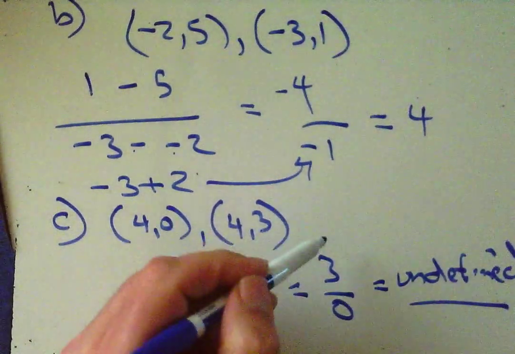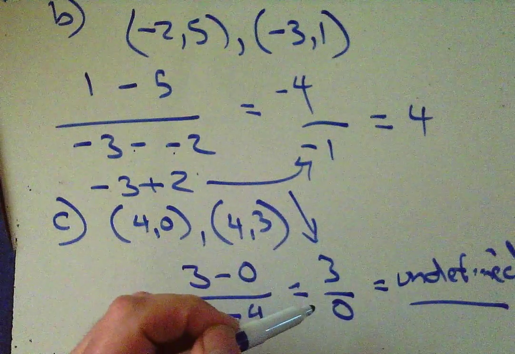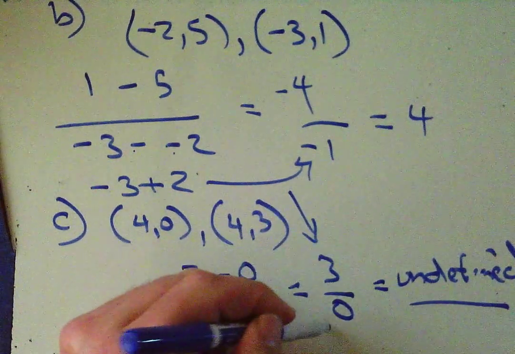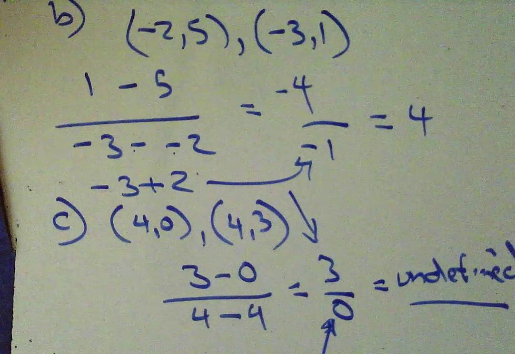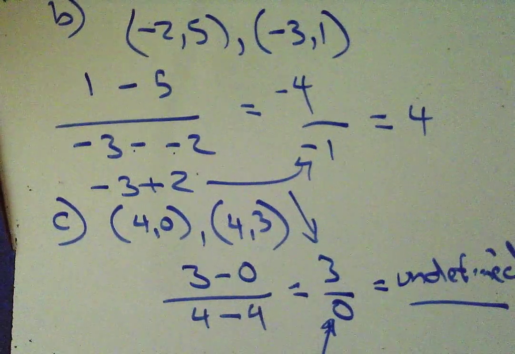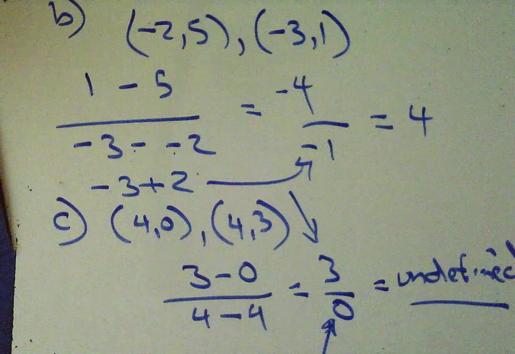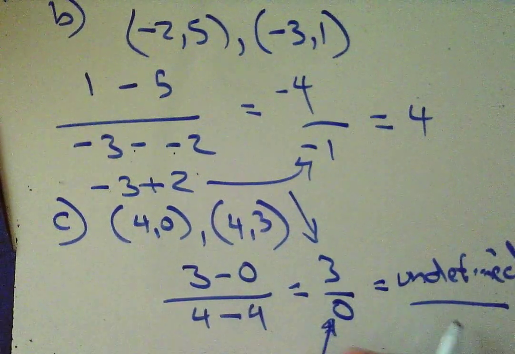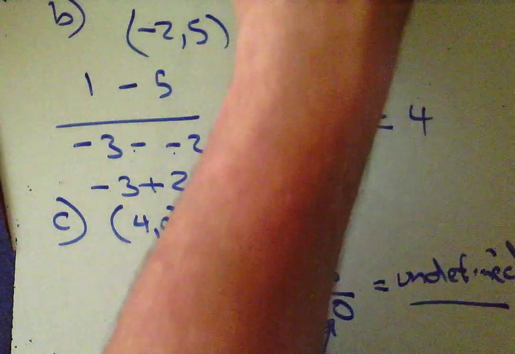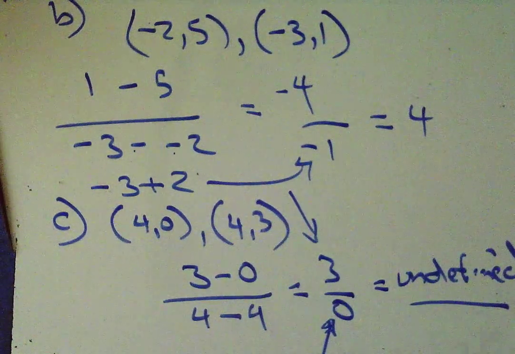Undefined. Think of it this way. This is the number of pizzas sitting on the dining room table. This is how many people come into the dining room to eat pizza. So how much pizza per person? Well, that's undefined because there's no people there. If we have a 0 on the bottom, that's undefined, okay? 0 on the bottom means undefined.